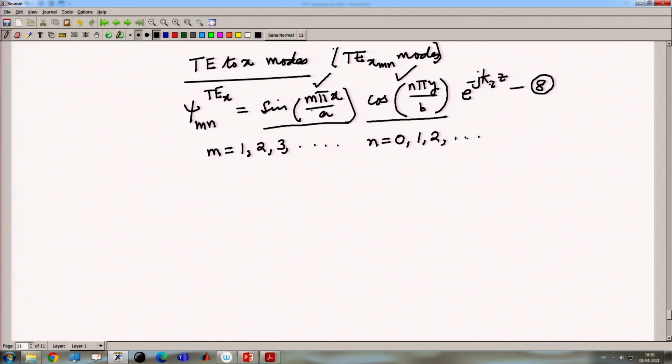So that when we calculate E x from here, it has to vanish at y equal to 0 and y equal to b, and when we calculate E y from here, it has to be 0 at x equal to 0 and x equal to a. So that will determine the choice of these two potential functions. This is similar to the rectangular waveguide which we studied earlier.